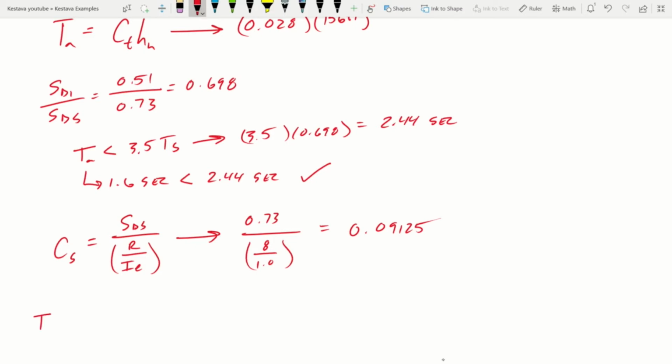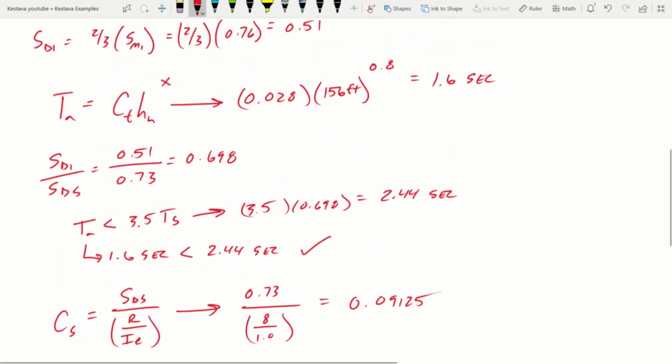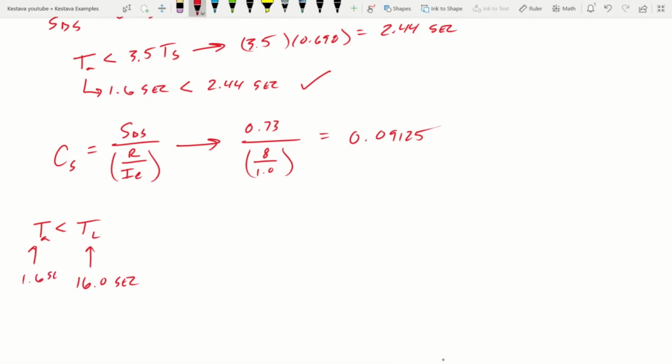Well, now we also have our maximum C sub S. So for conditions where T is less than T sub L, the long period, let's just assume we're in the Pacific Northwest again, because I forgot to mention this. That's totally on me. But the long period I know is 16.0 seconds where I'm from. And our T approximate is, what is it? 1.6 seconds. Oh my gosh, we fit into that category, like always, but I didn't say that.